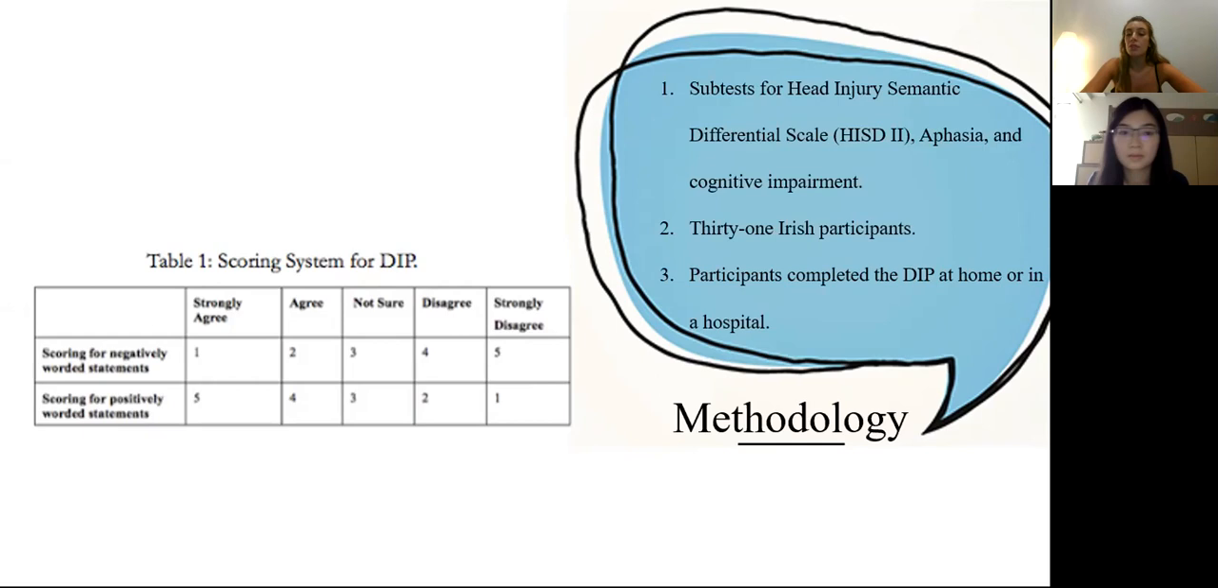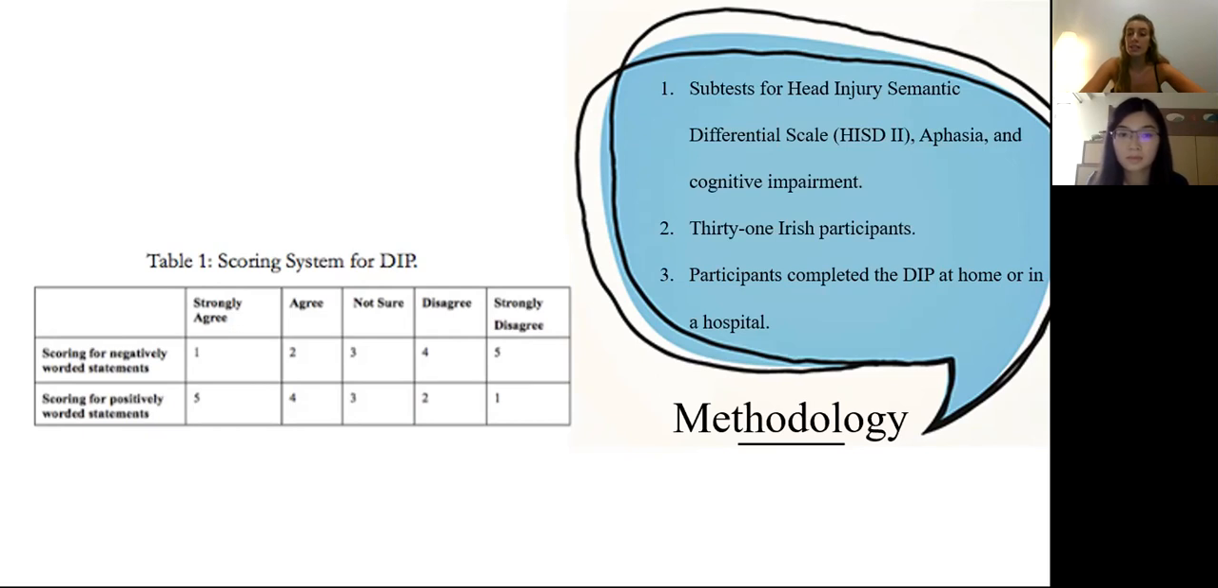The first step involved in this phase was to screen 48 potential participants with subtests for head injury using the HISD2, aphasia, and cognitive impairment. Participants were of Irish citizenship and recruited via theoretical sampling. Participants had a range of ages and dysarthria severity levels. The authors deliberately sought participants whose therapists believed they were aware of their dysarthria, yet were not concerned about it. Following subtest results, 31 participants were then included in the Phase 3 study.